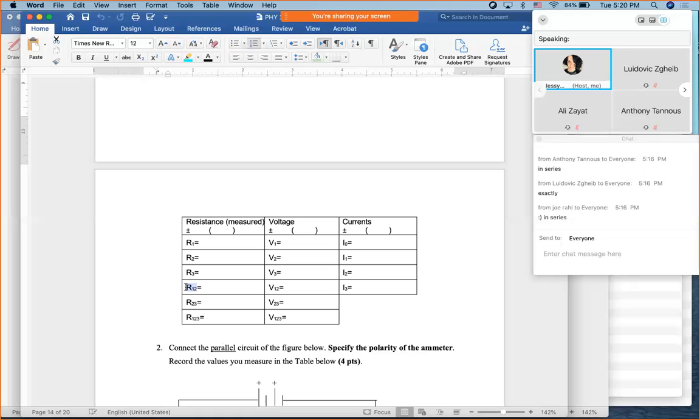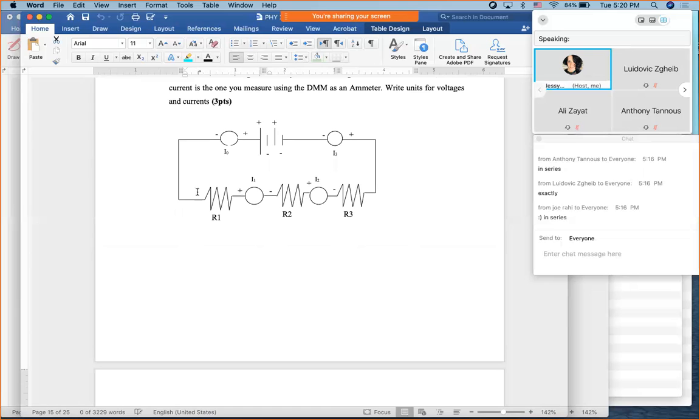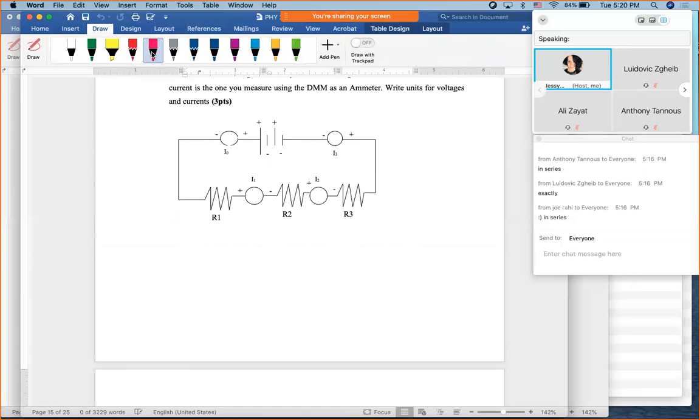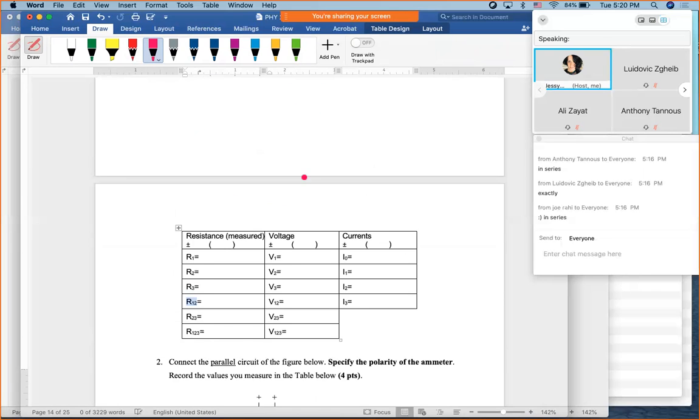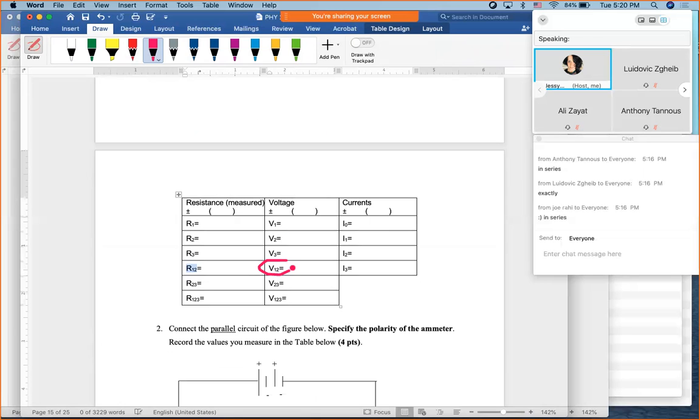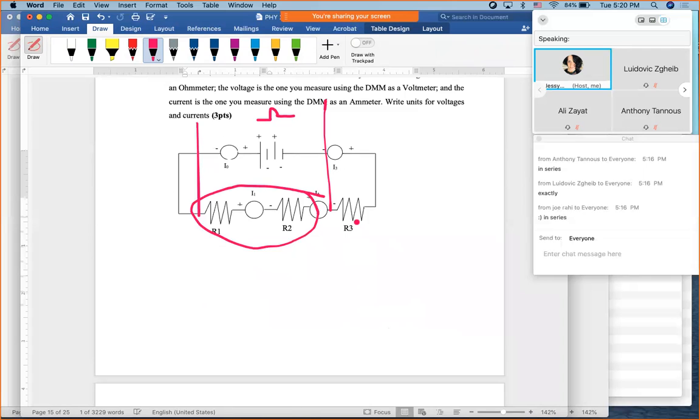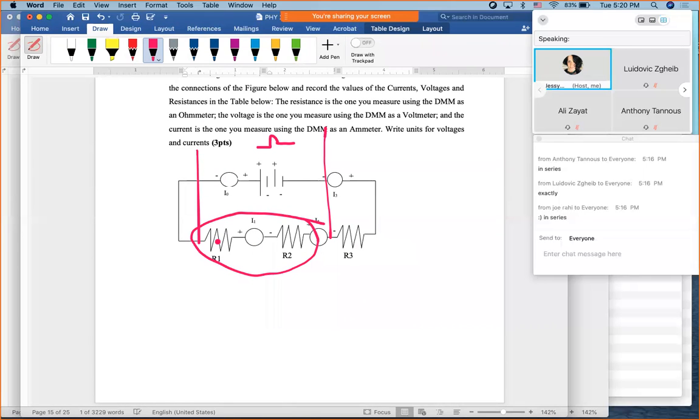When they say R12, it means the resistance of 1 and 2 together. Definitely in series in the circuit. So you're gonna connect the ammeter to this point and this point, the ohm meter, to be able to measure R12. And when they say V12, you do the same with a voltmeter. For the current, you simply put it next to the object. So I0 means next to the battery. I1 means next to R1. I2 means next to R2. I3 means next to R3. And obviously, they're going to be the same.